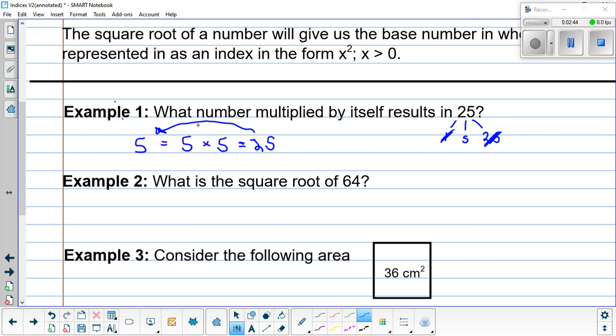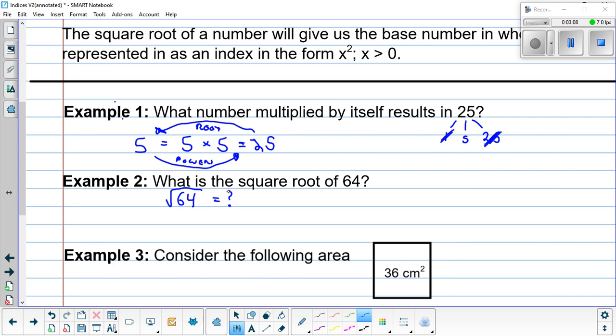So roots go that way. When we did our powers, or our indexes, right? Our powers went from small number to big number. Okay. So here, what is the square root of 64? So here, this is what the square root of 64 looks like. Okay, so we're looking for this.